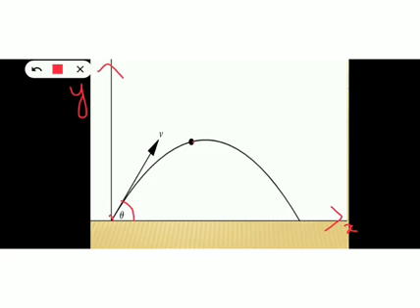Now, what will be the velocity vector? You know, the velocity vector is obtained by drawing a tangent to the curve. So here it is a curved path.